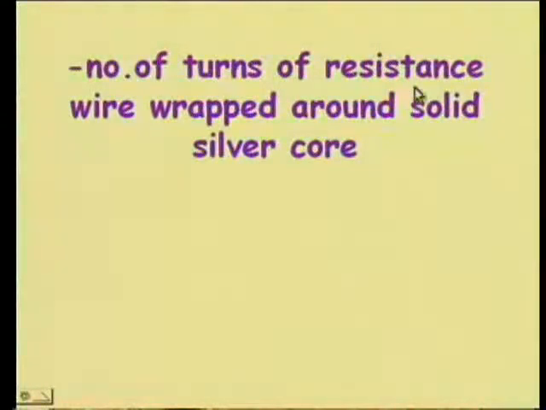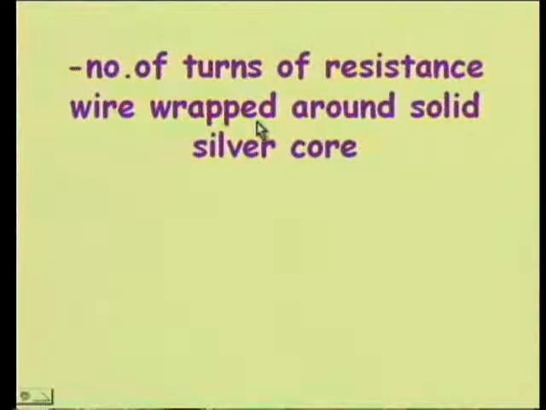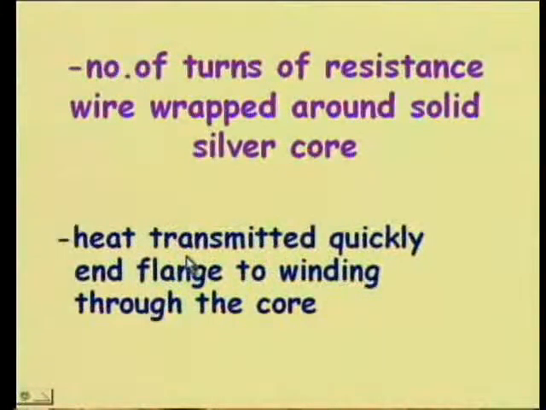So this is one type of electrical resistance thermometer. Here, if you see, a number of turns of resistance wire are wrapped round a solid silver core. As I explained, these are the turns. If you remember the previous figure, there are holes which are the cross section of those turns. Heat is transmitted quickly from the end flange to the winding through the core.